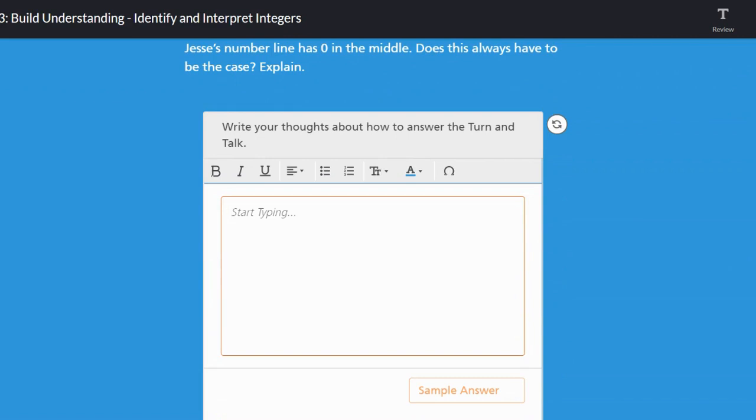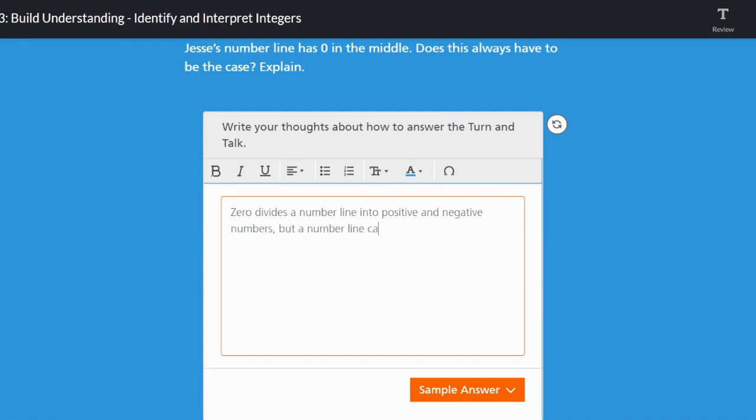So what we can say is that 0 divides a number line into positive and negative numbers, but a number line can start or stop at any place.